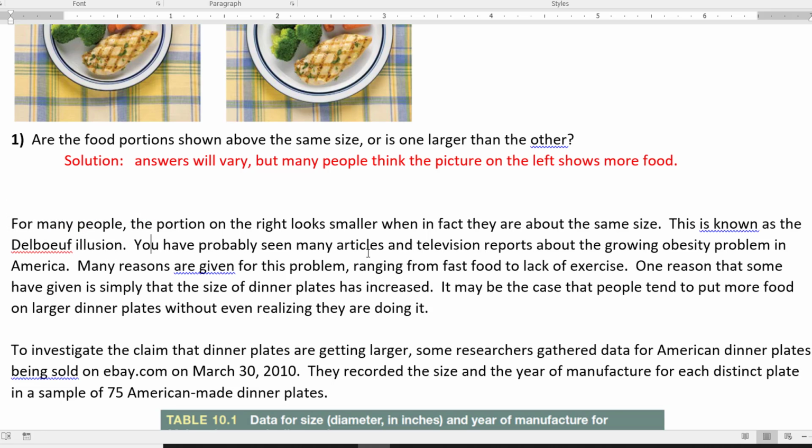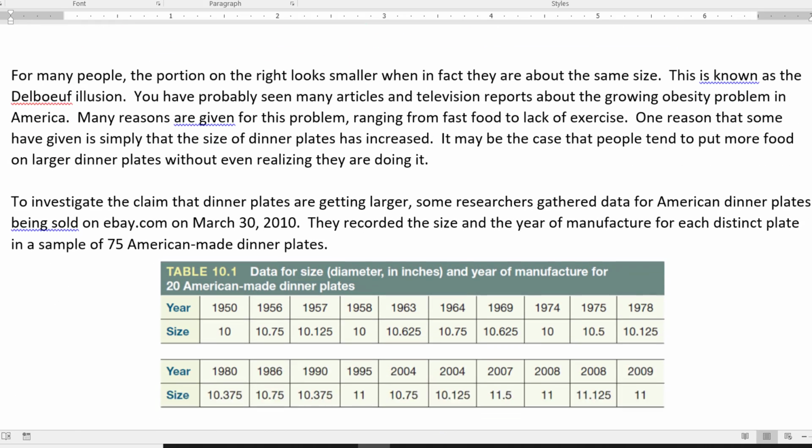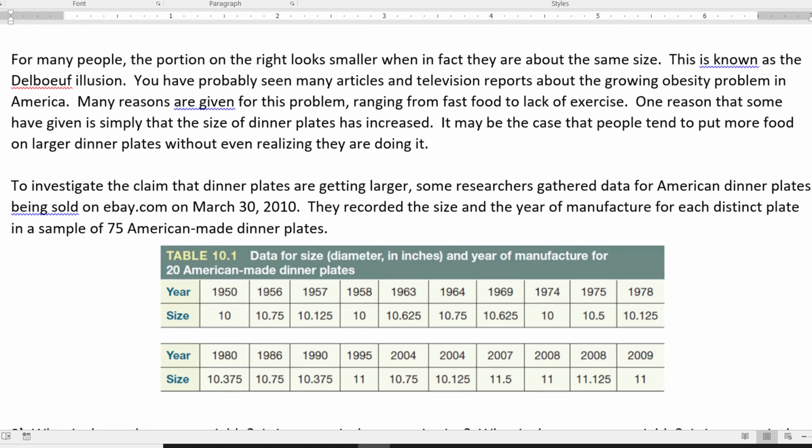You've probably seen articles and television reports about the growing obesity problem in the U.S. Many reasons are given for that problem, ranging from fast food to lack of exercise. One reason some people have given is simply that the size of our dinner plates has been increasing. It may be the case that people tend to put more food on large dinner plates without even realizing that they're doing it.